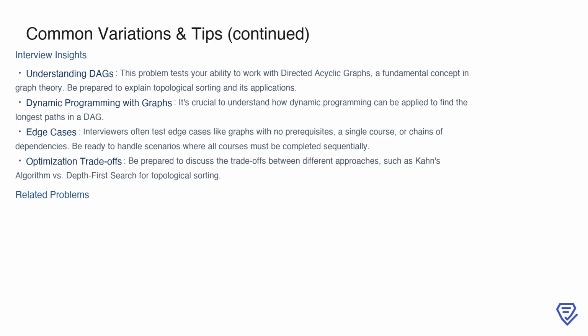Be prepared to tackle edge cases, too. For example, scenarios with no prerequisites, only one course, or chains of dependencies that require sequential completion are all possibilities you might encounter. Lastly, interviewers may ask you to discuss optimization trade-offs. For instance, you might compare Kahn's algorithm to depth-first search for topological sorting, explaining the advantages and drawbacks of each approach in terms of scalability and implementation complexity.